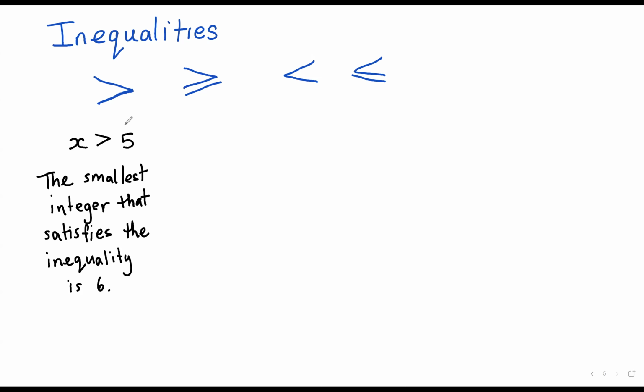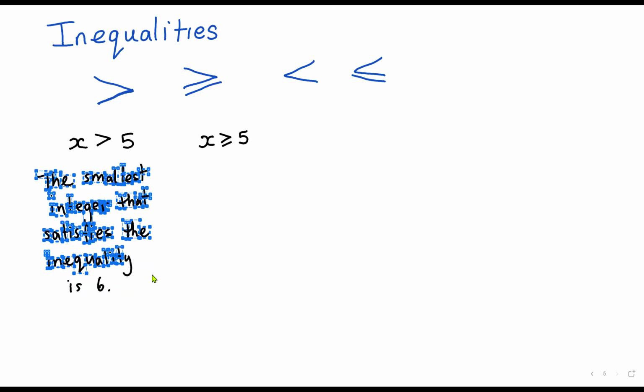But what about, Nzinga, me and you again, what about if I said x is greater than or equal to 5? What would be the smallest value that x could take in this case? 5. It can take 5. Why is that? Because 5 is greater than or equal to 5. That's right. So you see how you remember?